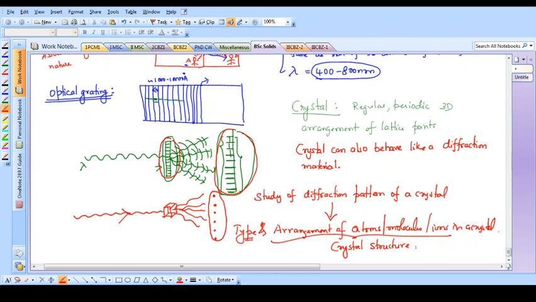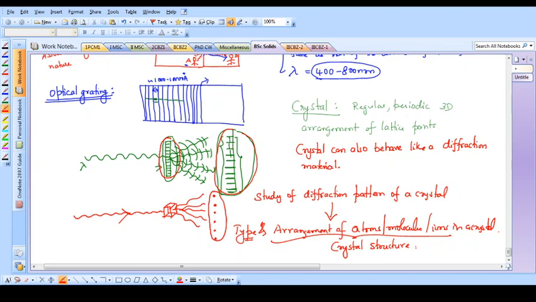Okay, so I hope you have understood the significance of this discussion, why we are interested in diffraction by crystals: to study the crystal structure. But the question is, an optical grating diffracts visible light whose wavelength is 400 to 800 nanometer. What about crystals? Do they diffract visible light?